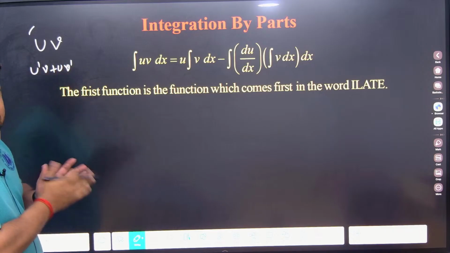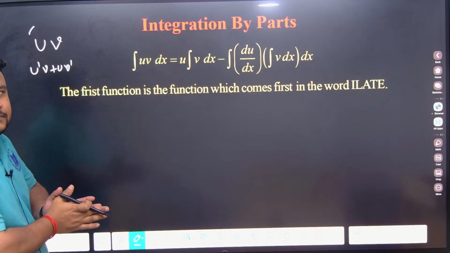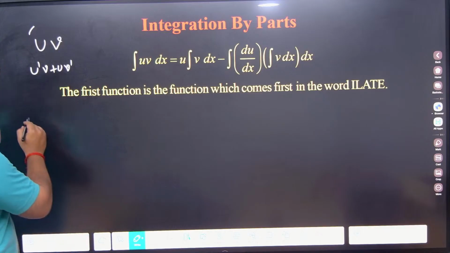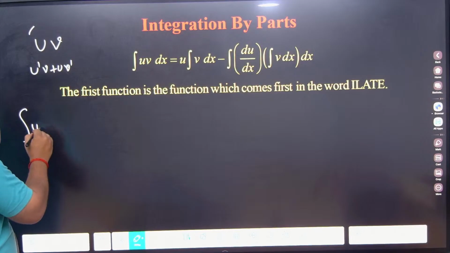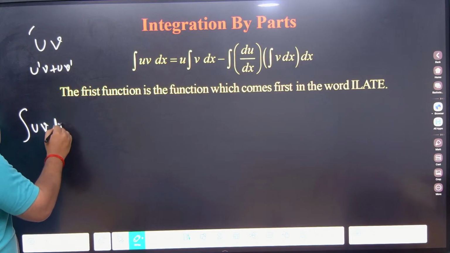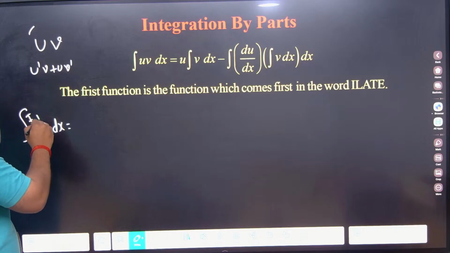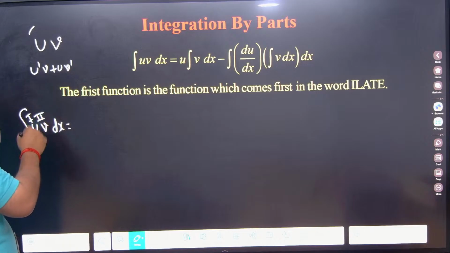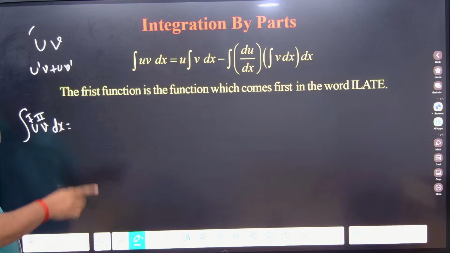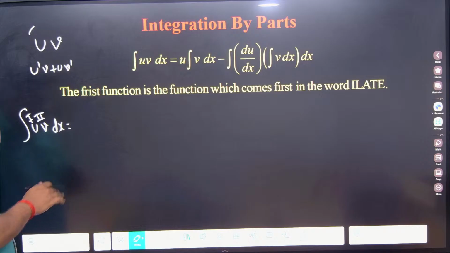Now if there is a product of functions and you have to integrate, suppose you have the integral of uv dx. Here let me take u as the first function and v as the second function. How do you decide the first function and the second function? For that also we have a rule. I will be telling that shortly.